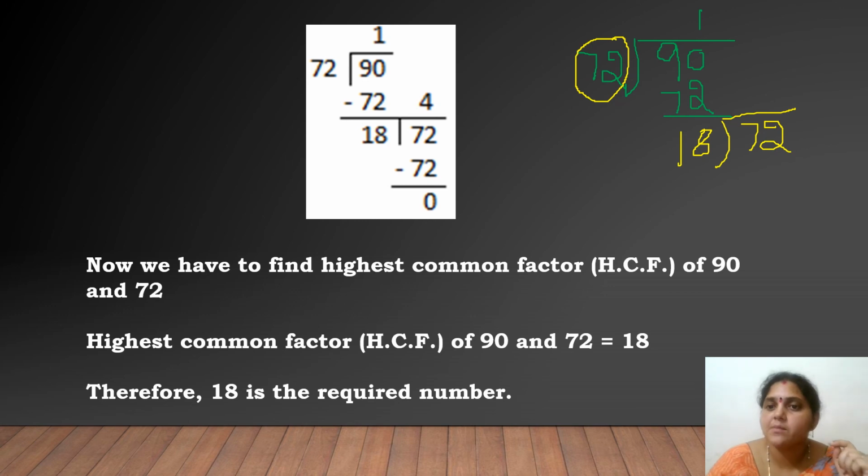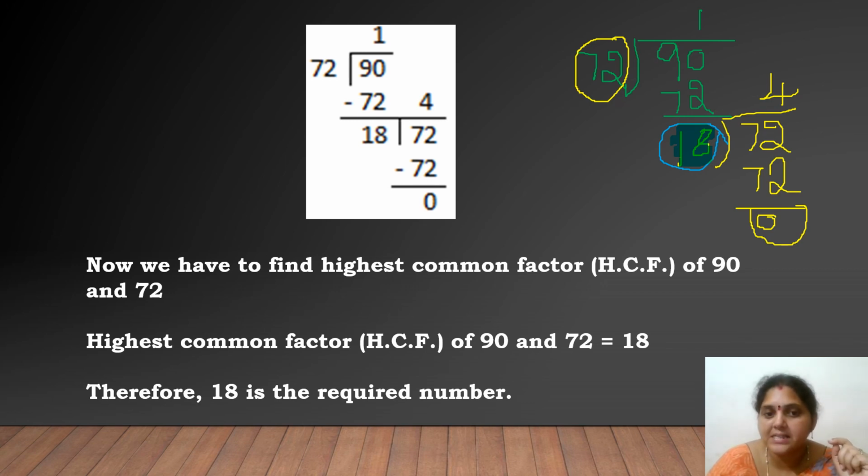Now, in 18 table 72, how many times it goes? It goes for 4 times. 18 fours are 72. Now, 72 minus 72, what is your remainder? Our remainder is 0. Now, what is our highest common factor? Our highest common factor is the divisor which gives us the remainder 0. So, which divisor gave us remainder 0? Yes, it is nothing but our 18. This is the divisor which gave us the remainder 0. So 18 is the greatest common factor or highest common factor.